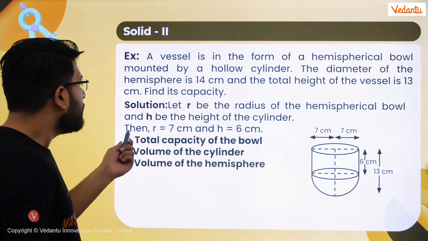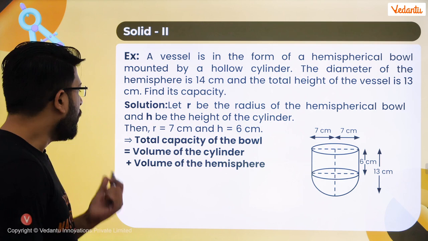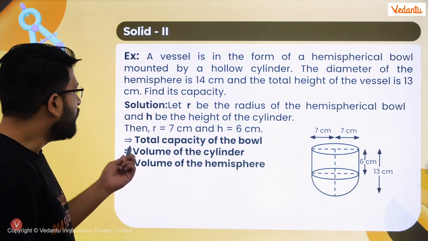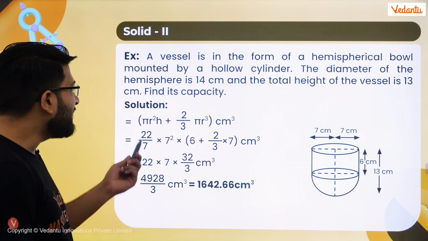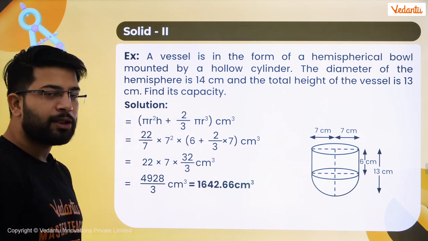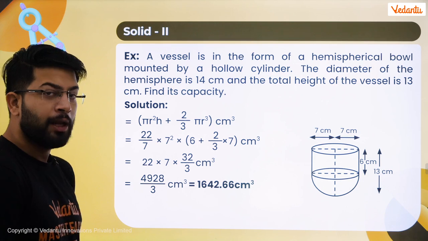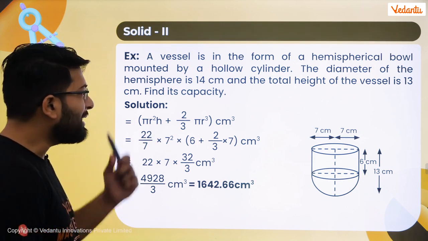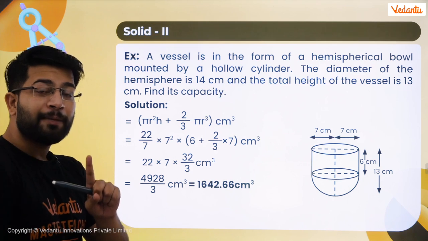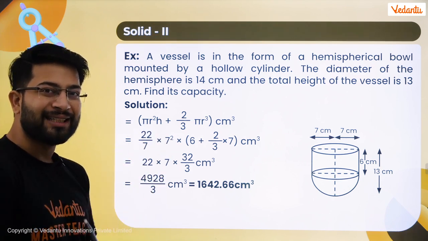Now, simpler, to find the capacity or the volume of the bowl, what we can do? Simple: volume of the cylinder plus volume of the hemisphere. Volume of the cylinder, pi r square h. Volume of the hemisphere, 2 by 3 pi r cube. The radius of the hemisphere and cylinder are same. Yes. The height, we know that now. But take the common part outside to make the calculation simple.